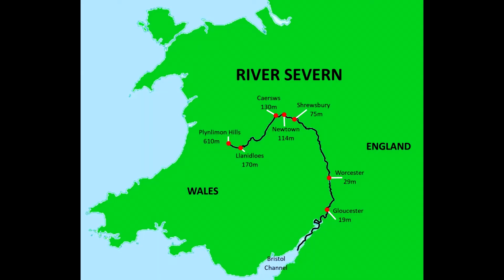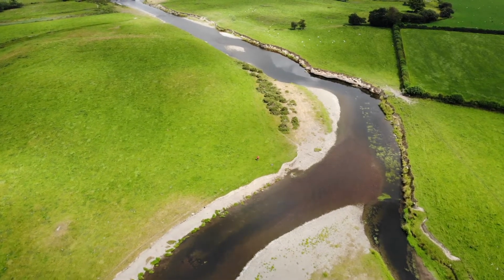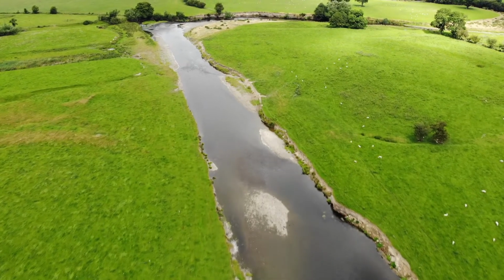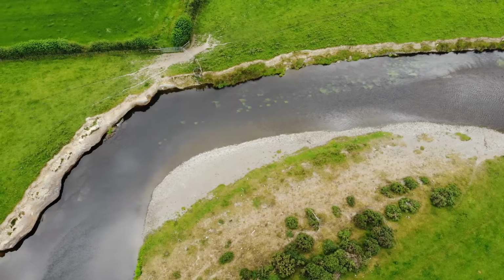Now we've dropped down to the middle course of the river, around about 130 metres. And what we can see is a considerable difference in the landscape. The cross profile has widened and you start to see meanders forming. Now meanders are bends in the river that are carved out by lateral erosion and deposition.